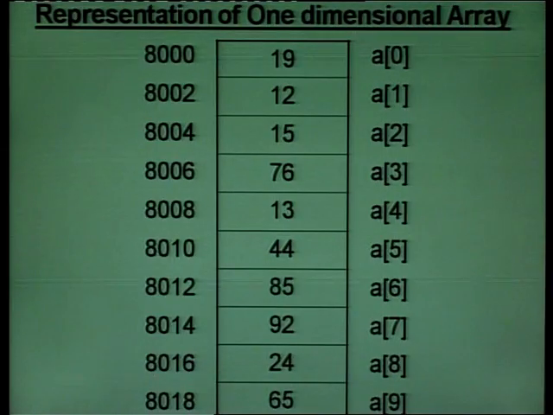The memory representation for this is: we start A[0] from the 8000 memory location and it goes up to the 8018 memory location, as the integer data type holds 2 memory locations in the memory. Here the 19 is stored at the 8000 memory location and 12 is stored at the 8002 location, and it goes up to the 8018. So the last element 65 is stored at the 8018 memory location.